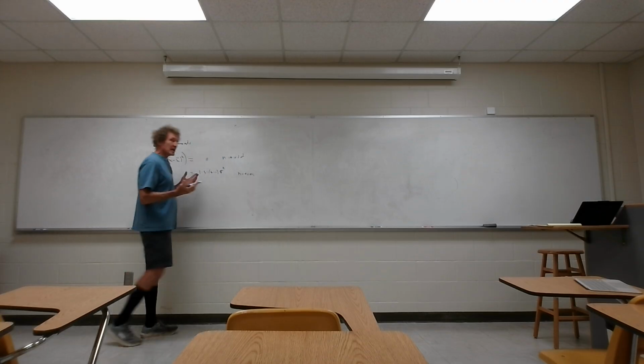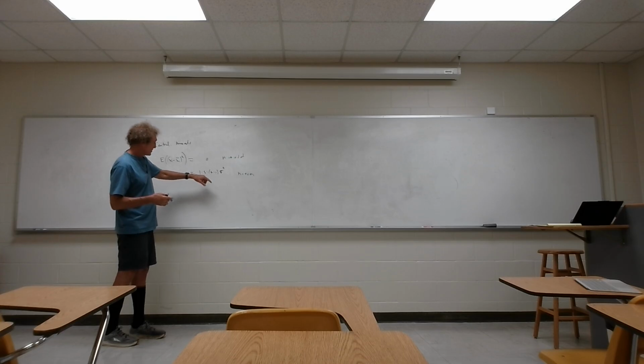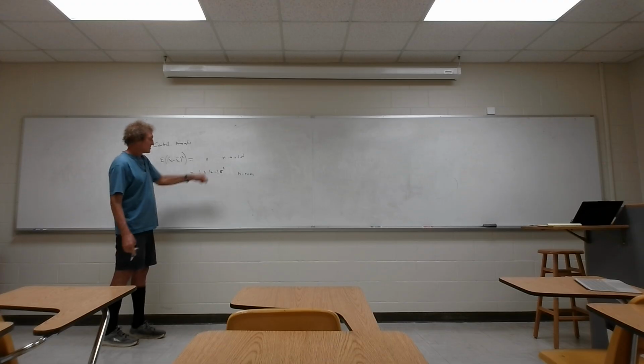If you take a look at this, for n even, it can't be 2 or 3. If n is 4, it would be 1 times 3, because n minus 1 would be 3. 1 times 3 times sigma to the 4th power. And that would be the central moments for these.